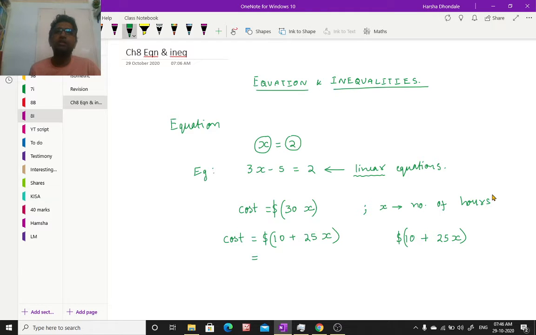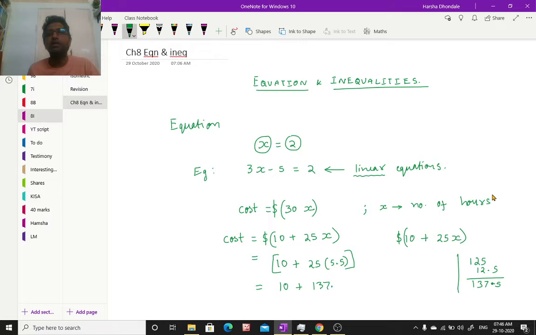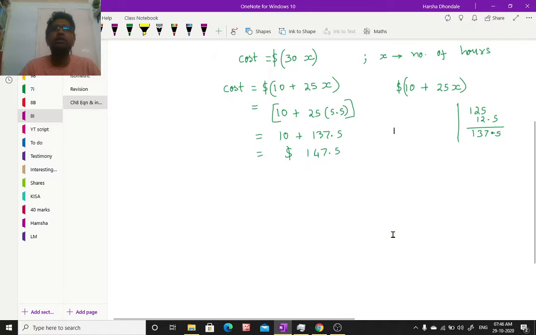If we have this equation, then we can quickly calculate. Suppose he works for 5.5 hours, then what will be his charge? It will be 10 plus 25 into 5.5, and you can do the calculation and get your answer. So 25 into 5.5 will be 125 plus 12.5, so it will be 10 plus 137.5, which is $147.5.